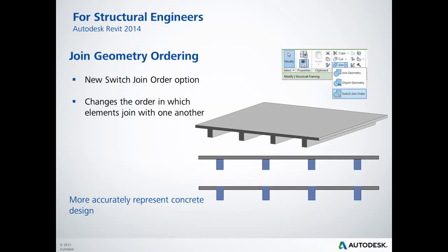In this release, you can use the Switch Join Order tool on the Modify tab to revise or unify the order in which elements, such as structural floors and beams, join with each other. First, you must select Switch Join Order and then select each element whose join order is to be revised. To switch the join order of multiple elements with a single element, you must select Multiple Switch on the option bar before selecting the element. This feature improves concrete design by more accurate presentation of joints of concrete elements.